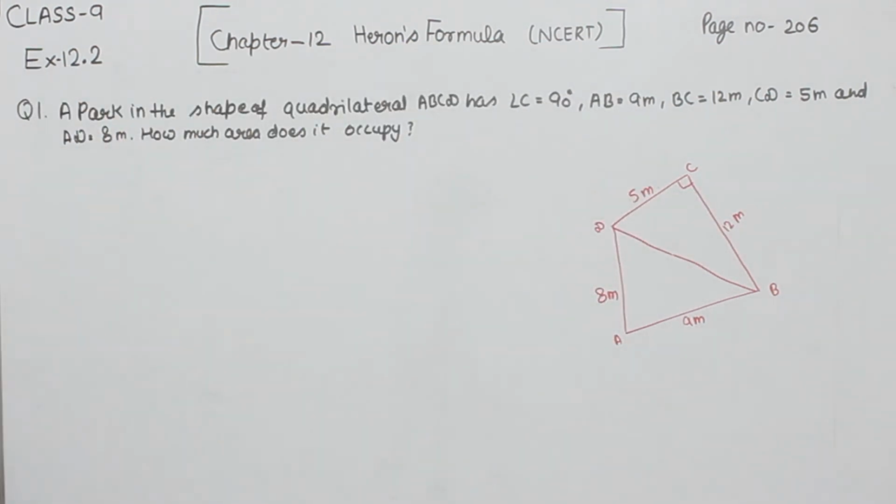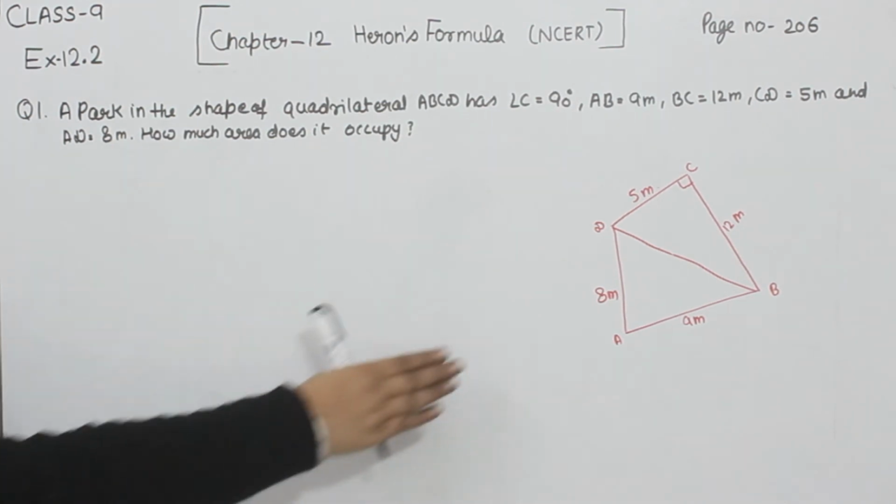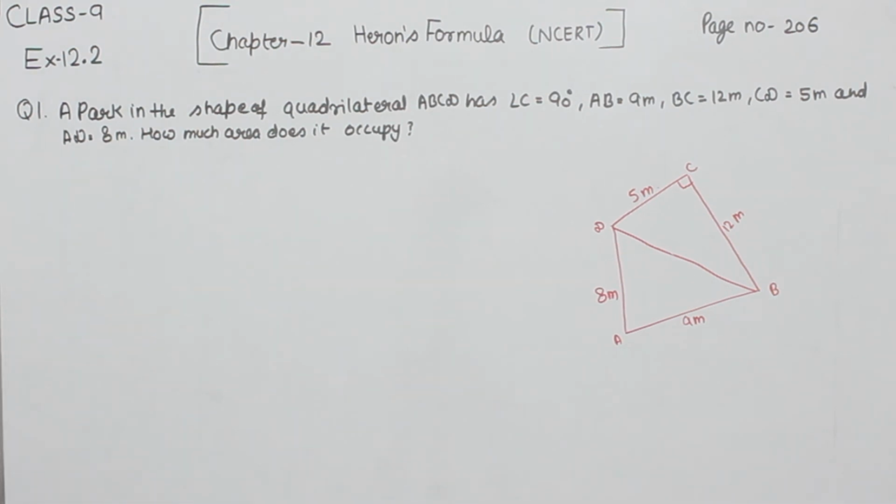2.2, page number 206, question number 1. A park in the shape of quadrilateral ABCD has angle C equal to 90 degrees, AB is equal to 9 meter, BC is equal to 12 meter, CD is equal to 5 meter and AD is equal to 8 meter as shown in the figure. How much area does it occupy? So we have to find the area of the quadrilateral.